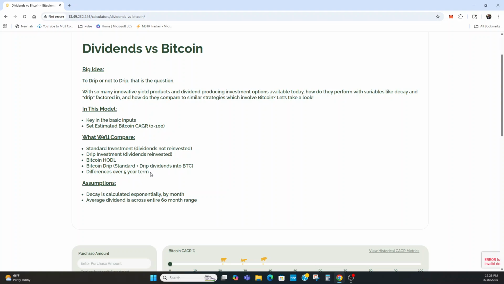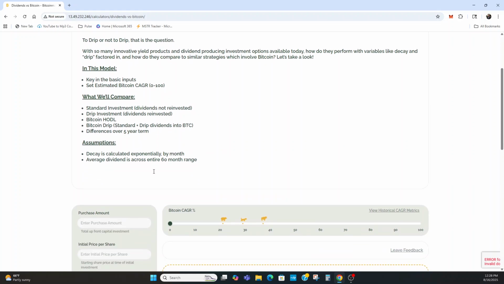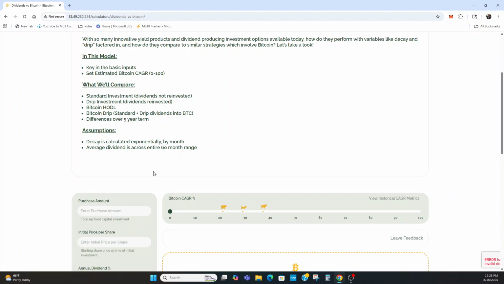And this is all going to be shown to us over a 5-year term. A couple of assumptions here. The decay is calculated exponentially by month. And if that doesn't mean anything to you, you can look it up, but it does have some minor impact on how the calculations are done and the results that are produced. And then the dividend averages over the entire 5-year term are going to be large in the drip scenario, just because it's taking an average over the entire term and not just looking at the average of, say, any given month.